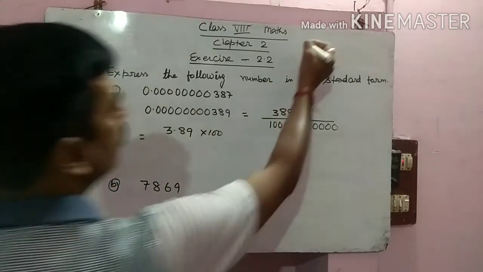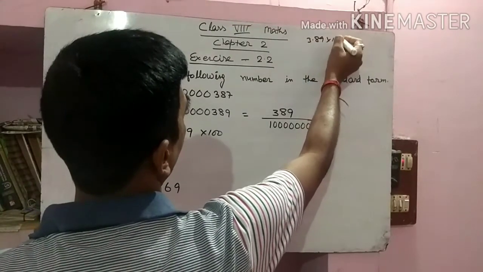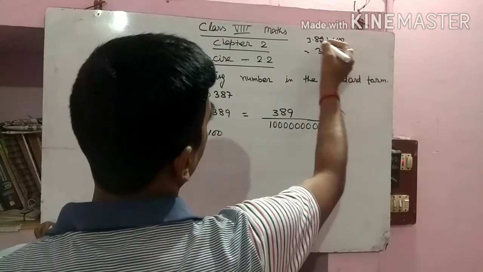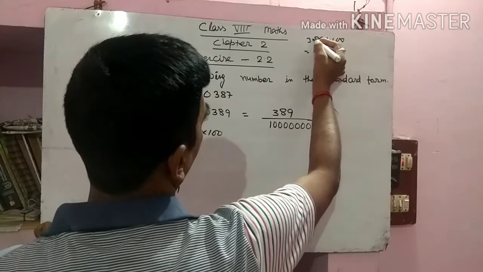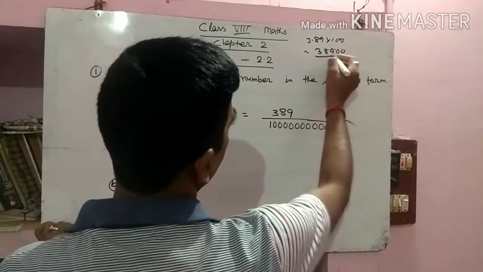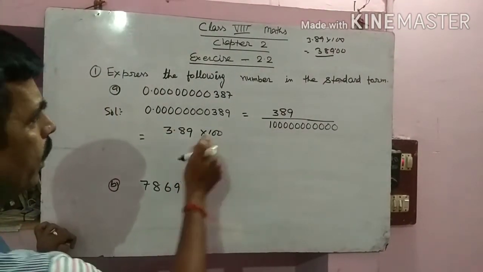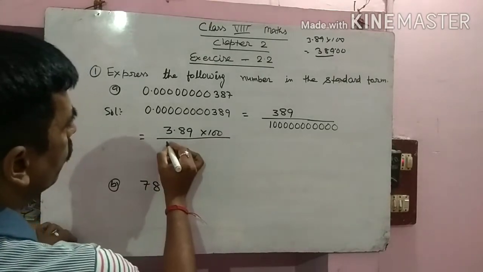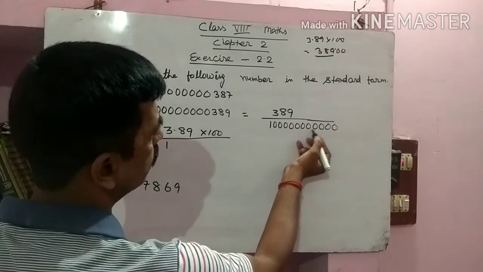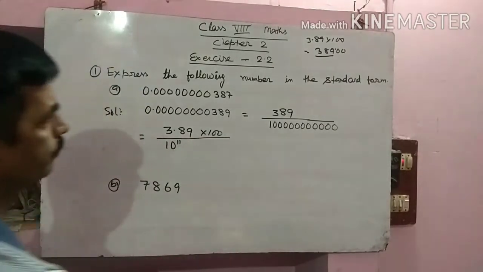How did it happen? Look here, 3.89 into 100 is equal to 38900, and after that there are 2 digits after the decimal. So after counting 2 digits from the right, we put the decimal here, so it becomes 389. So we can write 3.89 into 100, divided by 1 followed by how many zeros? 11 zeros, I think. 1, 2, 3, 4, 5, 6, 7, 8, 9, 10, 11. So you can write 10 to the power 11.